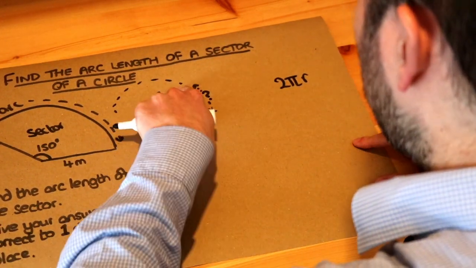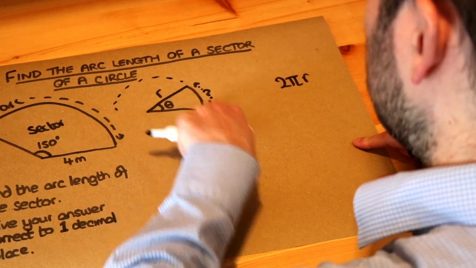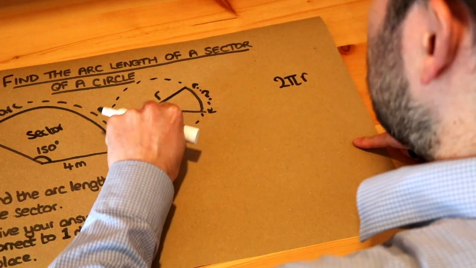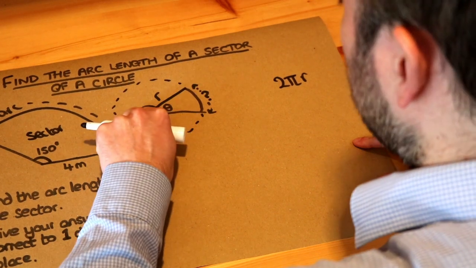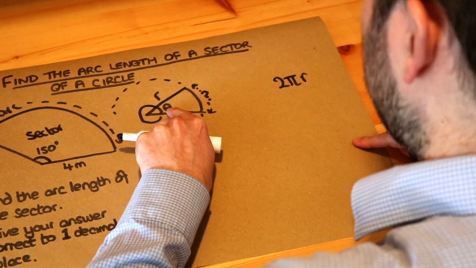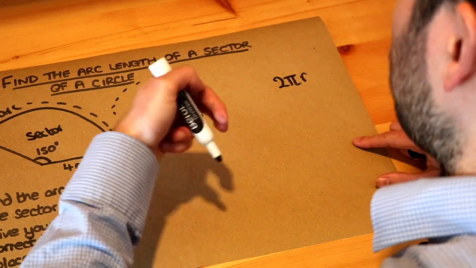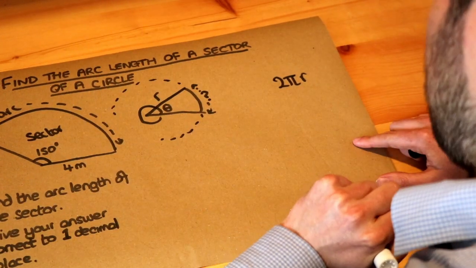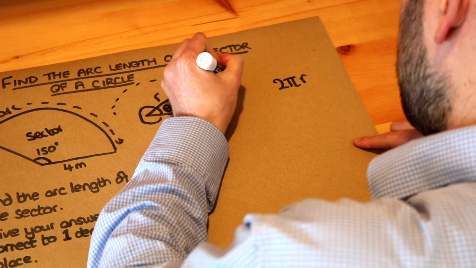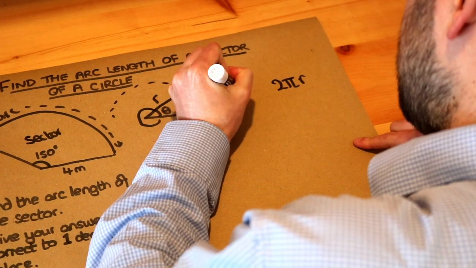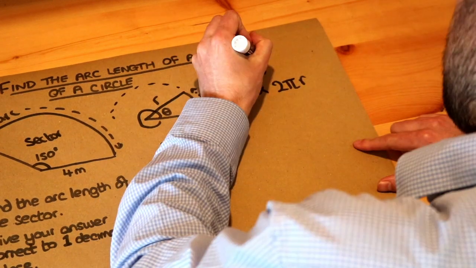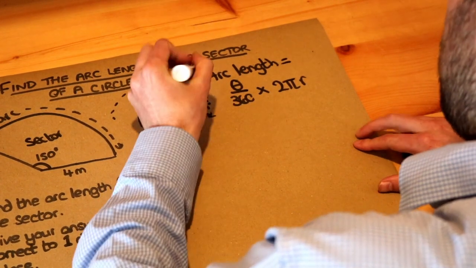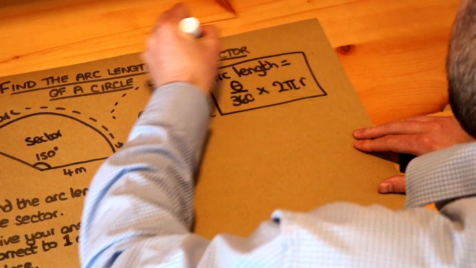And then let's think, what fraction of the full circle do we want? Now the total angle in a full circle at the centre would be 360 degrees. And we've got a theta of that. So the fraction of the circle must be theta out of 360 degrees. So we're going to do theta over 360 times the full circumference of a circle. So that's the length of an arc of a sector.